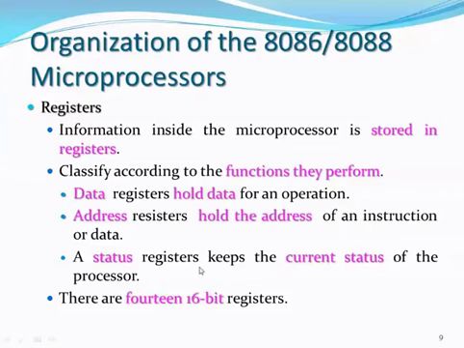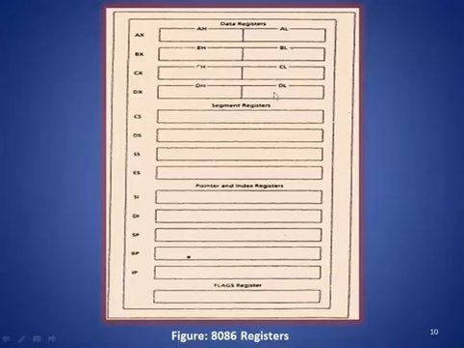You know the status registers, as I mentioned, are the flag registers, right? The flag registers you are going to consider as status registers. Now there are, all together, 14 registers. It will be more clear from the next slide. Can you see the figure? Okay, look at this.